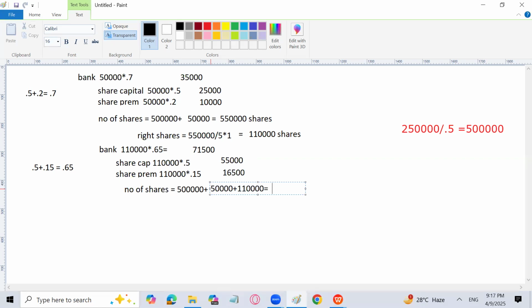So what is the total amount now? Let's calculate that. 5 lakh plus 50,000 plus 1,10,000, that is 6,60,000. And the dividend, which is known as the final dividend, is supposed to be paid. Just a minute.